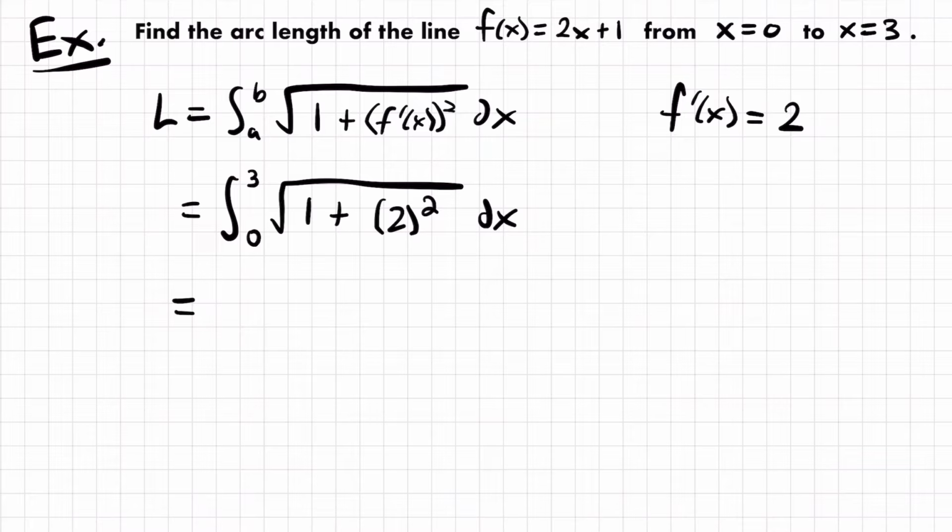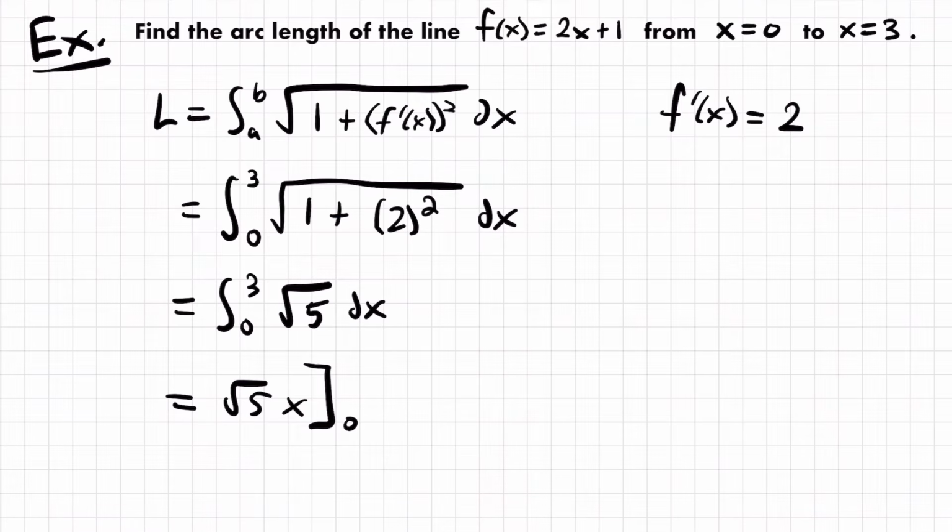And so this will be equal to the definite integral from 0 to 3 of the square root of 1 plus 4 times dx. But 1 plus 4 is just equal to 5, so we will have the square root of 5 times dx. All right, and so now we can integrate. The integral of a constant, like the square root of 5, is just going to be equal to that constant times the variable of integration, which in this case is x. And so this will be equal to the square root of 5 times x evaluated from 0 to 3.